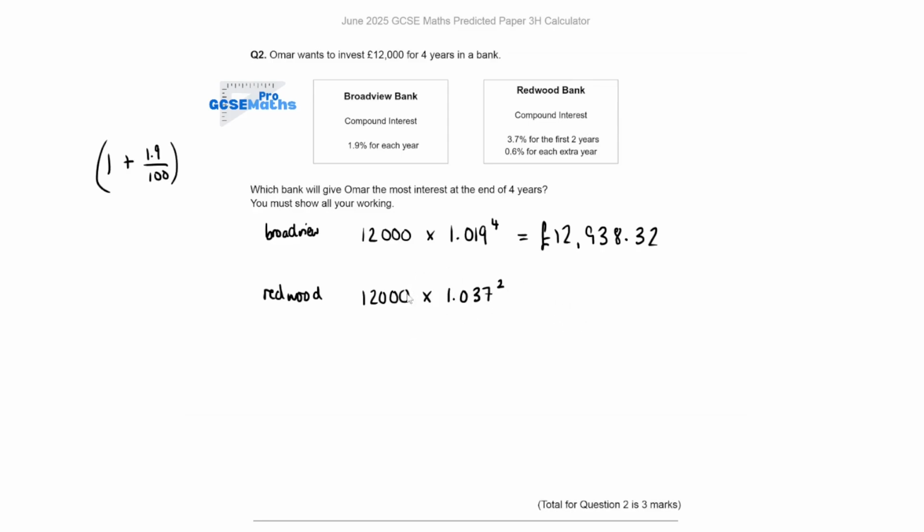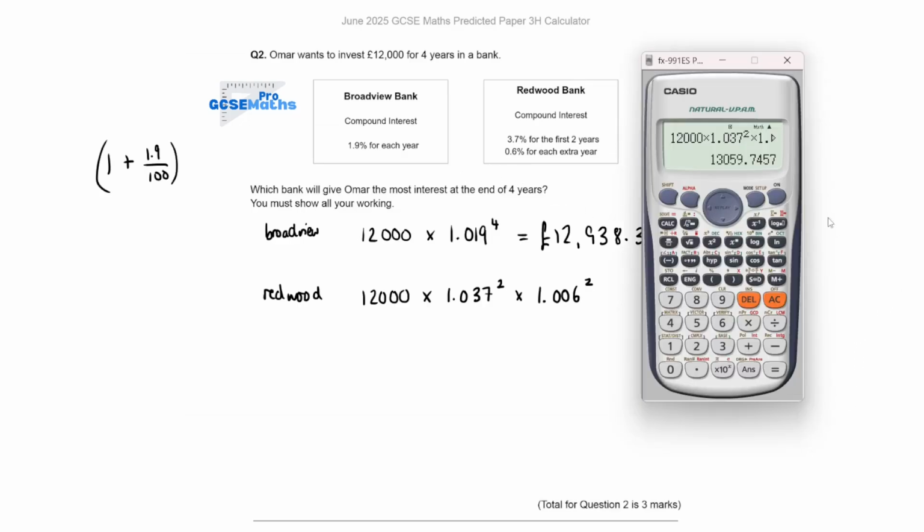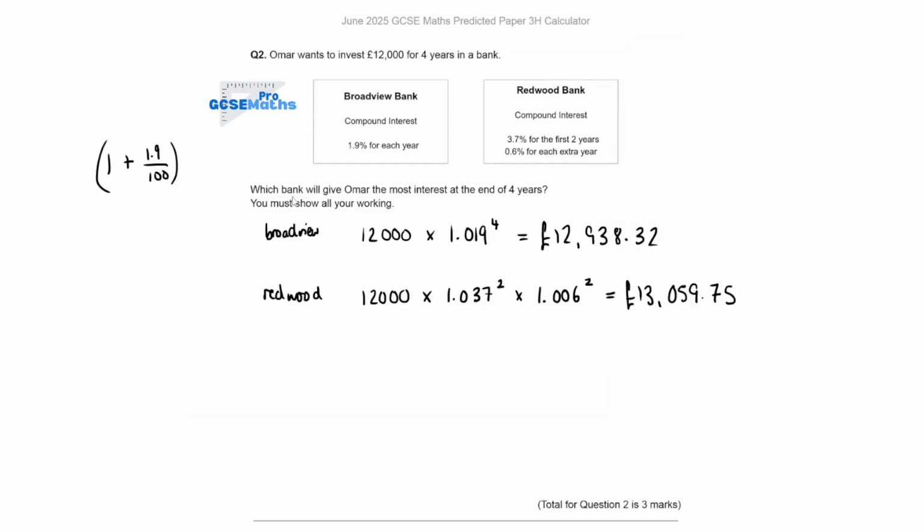Now you can work this out in 2 steps or just in 1. I'm just going to do it in 1. And then also we've got times 1 plus 0.6% over 100. Just be careful with this. This would be a double 0 there, wouldn't it? And again, for the other 2 years to make 4 years in total, which, as you can see, gives me £13,059.75.